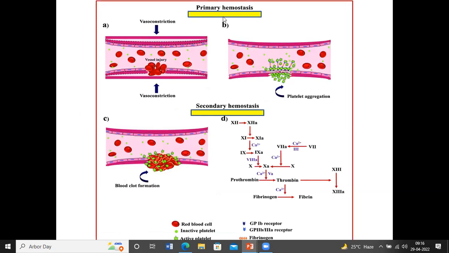Now, we all know about the primary and secondary hemostasis. Primary hemostasis is when the initial steps occur, where when there is a bleeding, there is vasoconstriction, and there is a platelet aggregation and a platelet plug that forms. Secondary hemostasis is when there is a proper, stable blood clot that forms in the site of the wound.